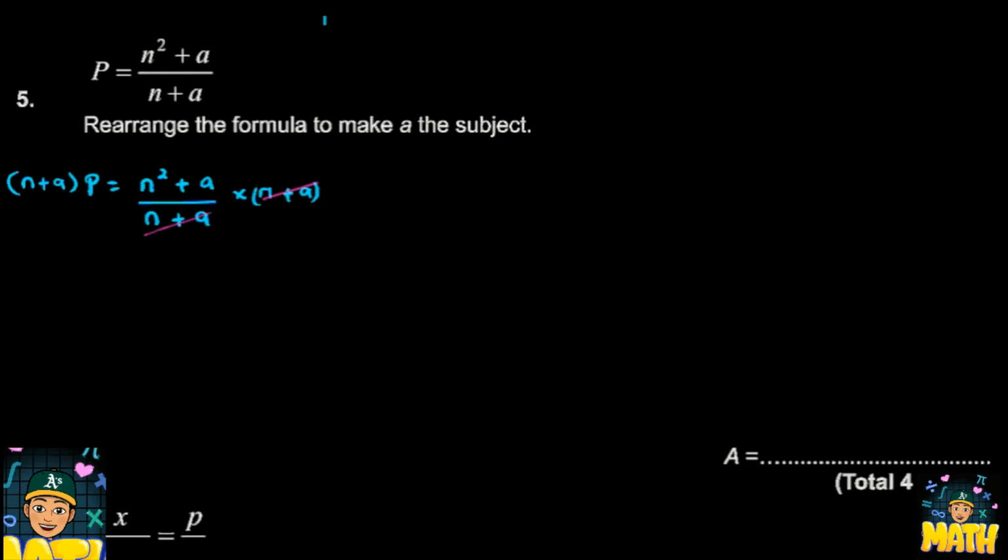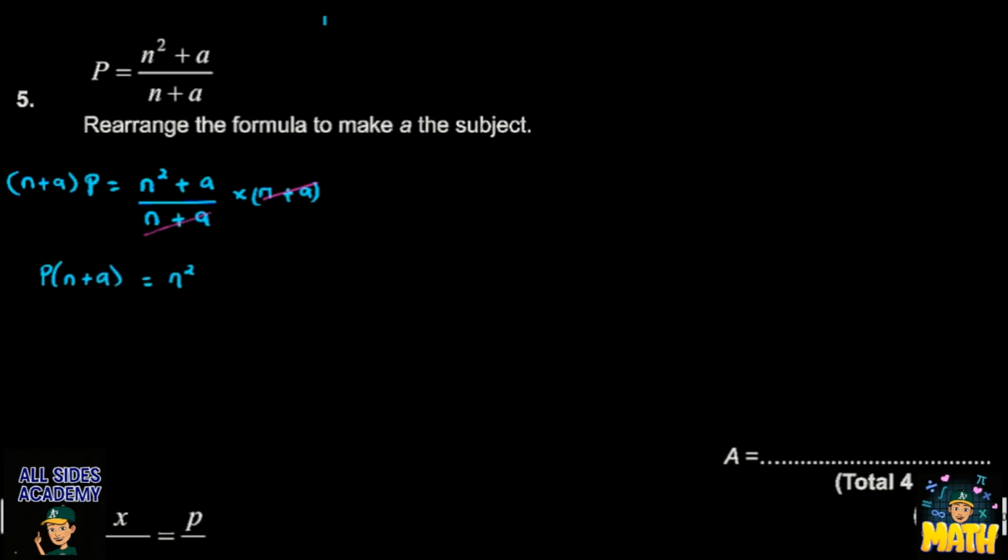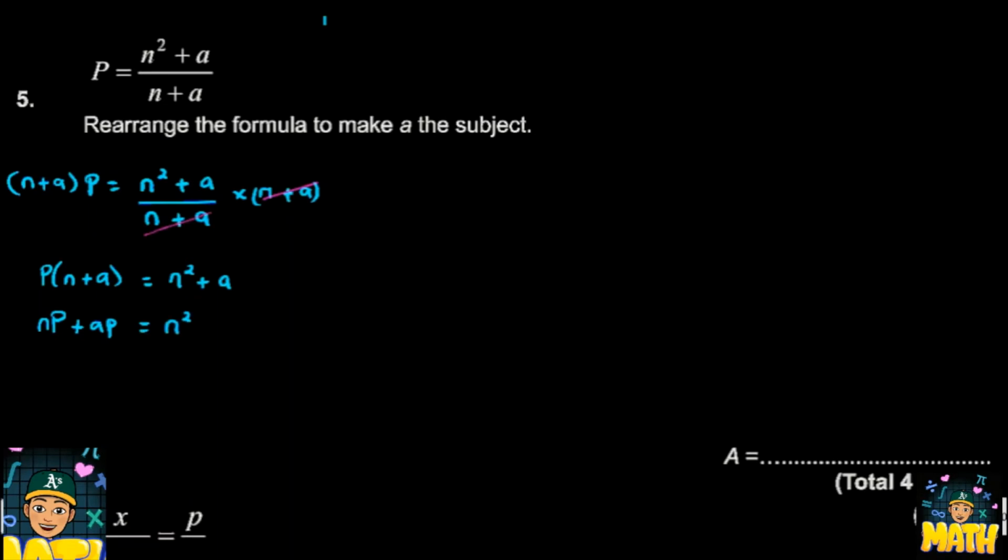And then on the left-hand side, I will remain with p into n plus a and then n squared plus a. So the p will multiply each number in the bracket so that I get np plus ap equals to n squared plus a. Then I put the like terms together. In this case, I want the a as the subject of the formula, so I need all the a's on one side. So ap minus a equals to n squared minus np.